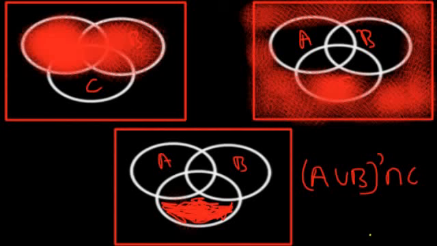I really appreciate it. I want you guys to use this as an exercise, so I won't be solving it. Try to provide the region to be shaded for this particular operation: A complement, or A prime intersection B prime, then intersection C prime. Try to use the techniques we used in this video, and hopefully you are going to get the exact region to be shaded for this particular operation. It is very easy and straightforward.